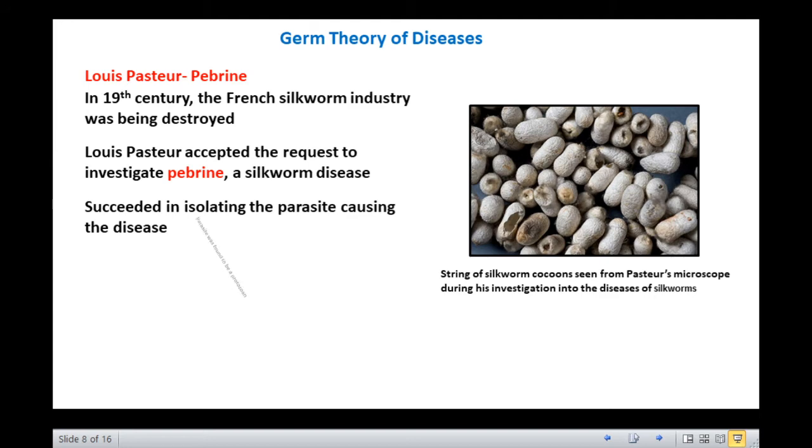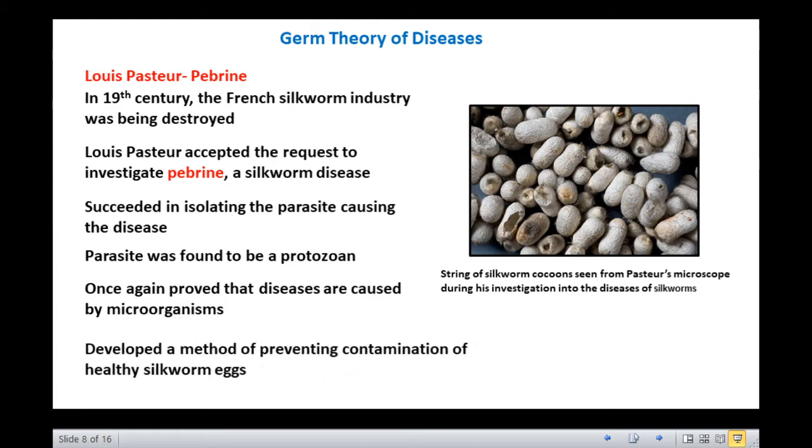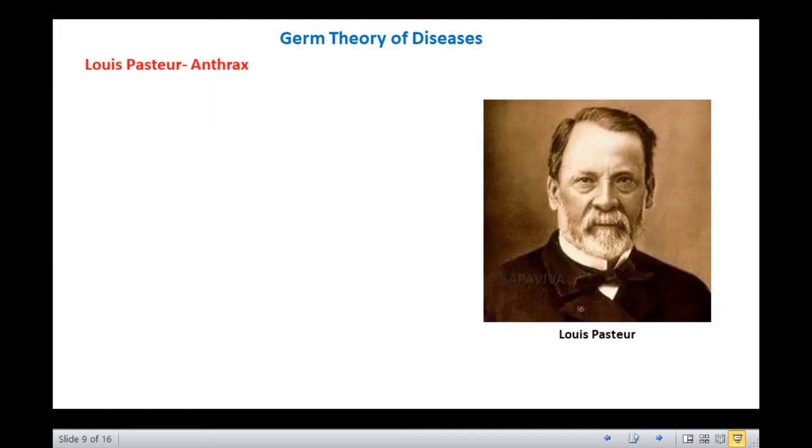The parasite was found to be a protozoan. Thus, he once again proved that diseases are caused by microorganisms. After several years of research, Pasteur was able to save the silkworm industry by developing a method of preventing contamination of healthy silkworm eggs. The method was soon employed by silk producers all over the world and is still used in silk producing countries. After silk, Pasteur turned to wool and tackled the problem of anthrax, a disease of cattle.